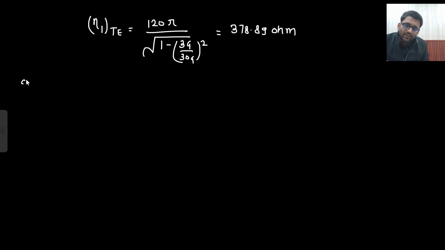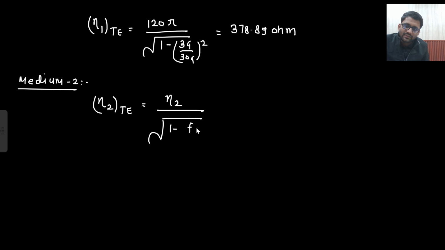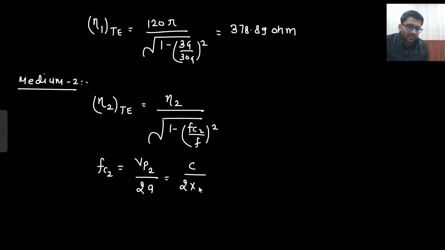Now for dielectric, that means for medium 2, if I calculate medium 2, not method 2, this is your medium 2. For medium 2 if I calculate, then I need to calculate eta 2, but for TE mode only. That would be eta 2 upon under root 1 minus Fc2 by F. Why Fc2 I am writing? Because here cutoff frequency will be different. Why it is different? Because the formula will be phase velocity of medium 2 divided by 2A. What is the phase velocity of medium 2? That is C by 2 into 2A.